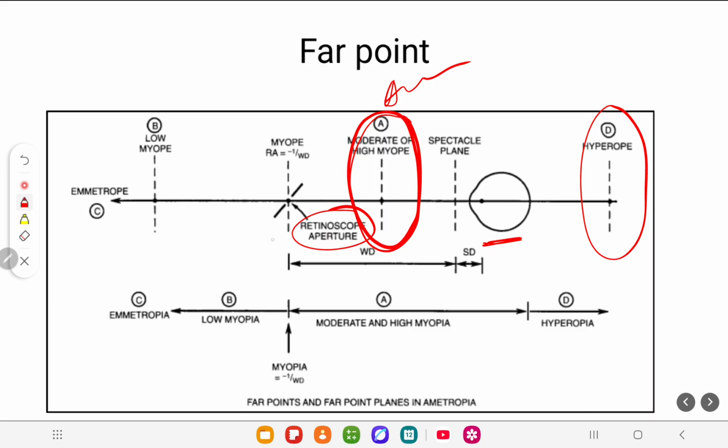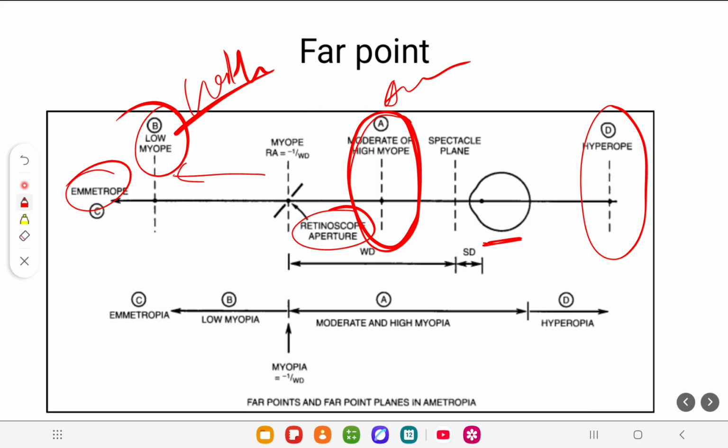And what happens if the far point is away from the peephole? In case of emmetropia and low myopia, it's always with the rule, with direction, isn't it? So that's the concept. Just remember two things: the aperture of the retinoscope, which is definitely the knife edge, and the focal point in the knife edge principle, which in the real practical scenario is the far point of the eye. It is very important to understand these concepts.